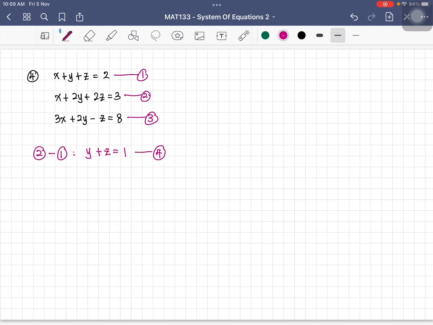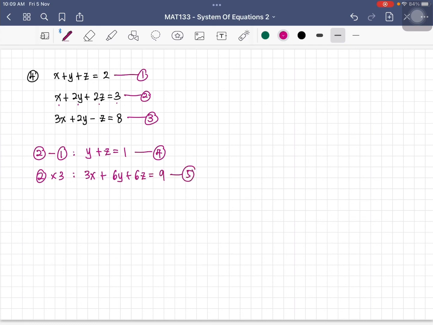Now if I want to consider the second equation and the third equation and eliminate x, I have to make the coefficient the same here. So I have to multiply equation number 2 by the coefficient 3. Therefore, I have 3x plus 6y, because I have to multiply each term by 3, plus 6z equals 9. That is equation number 5.